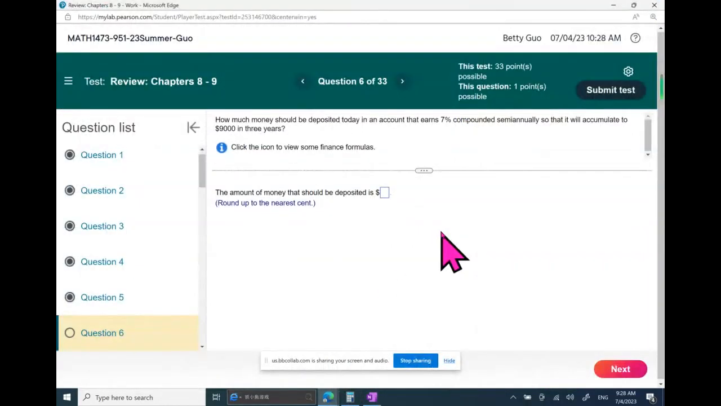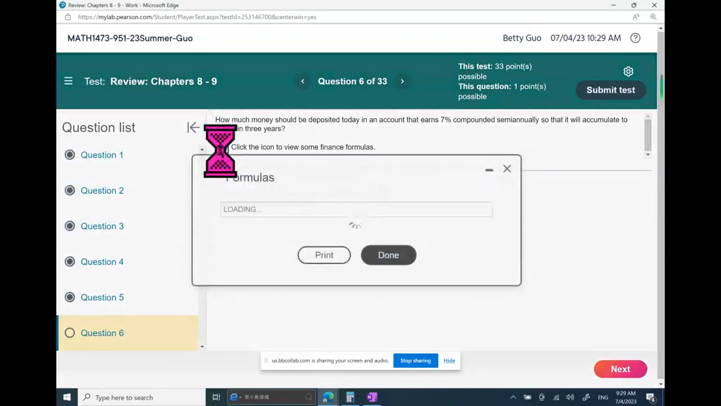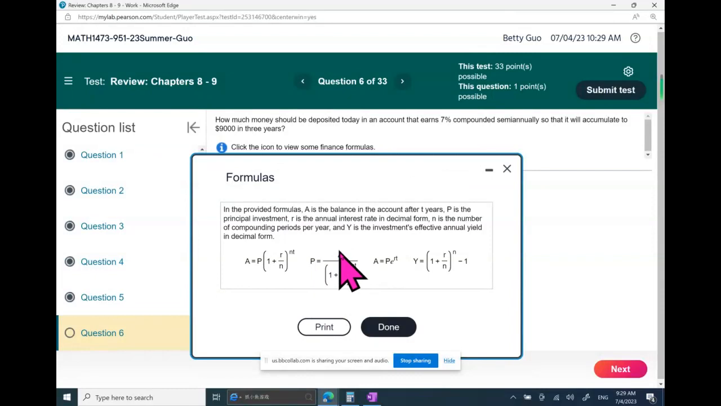Question number 6. How much money should be deposited today in an account that earns 7% compounded semi-annually, such that it will accumulate to 9,000 in 3 years? In this case, this is also a compound interest problem, but the future value is given. Accumulated balance A is given. Original principal is unknown. So which formula should we apply? We should choose the second one, right? Yeah, that's the formula we need to use.